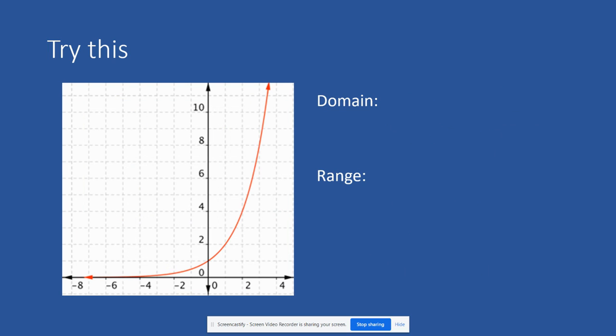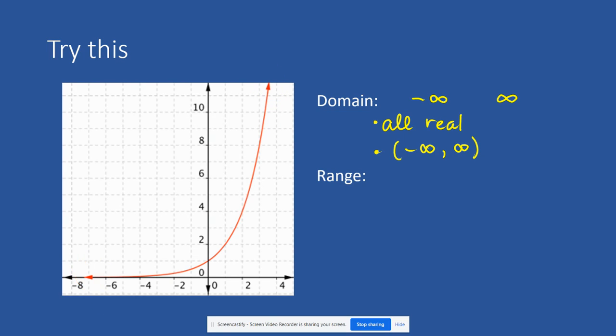All right, we're going to do one more. Domain, the furthest left-hand point has an arrow. The furthest right-hand point also has an arrow continuing to the right. So my domain is either all real numbers, or in interval notation, it would be from -infinity to infinity.